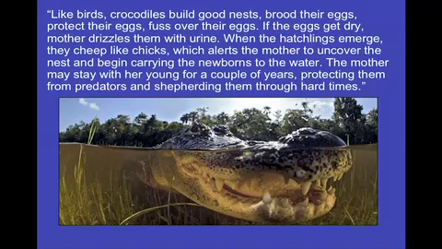They brood their eggs, protect their eggs, fuss over their eggs. If the eggs get dry, mother drizzles them with urine. When the hatchlings emerge, they cheep like chicks, which alerts the mother to uncover the nest and begin carrying the newborns to the water. The mother may stay with her bird for a couple of years, protecting them from predators and shepherding them through hard times.